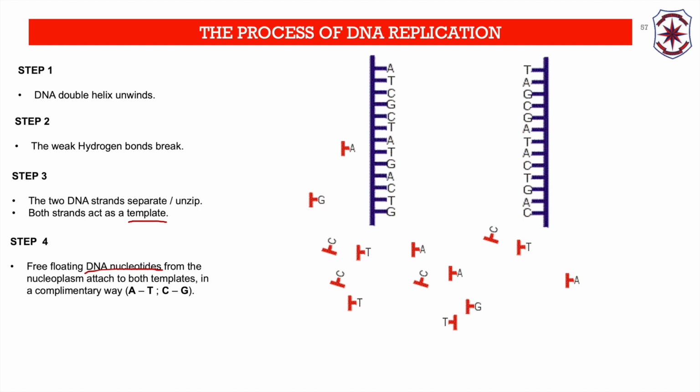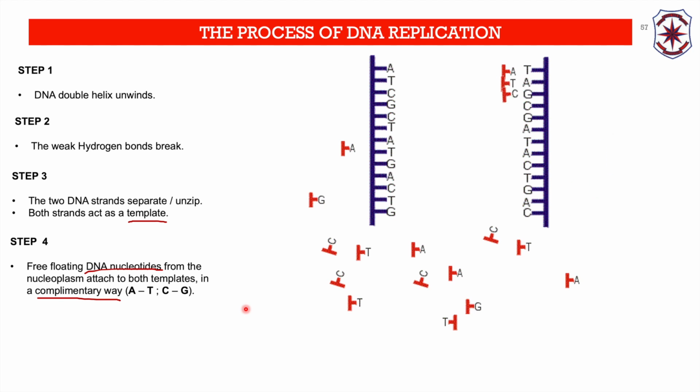So it is important to write in a complementary way. If you don't want to write in a complementary way, you will say free-floating DNA nucleotides from the nucleoplasm attached to both templates. And then you will say A will bond with T, and then C will bond with G. Now let's check what happens.